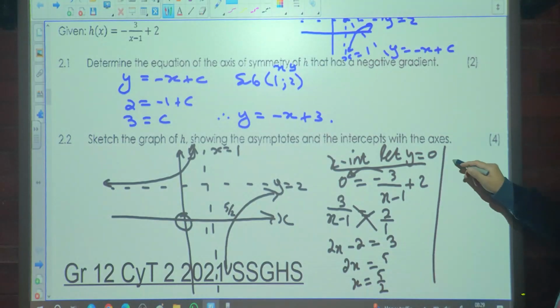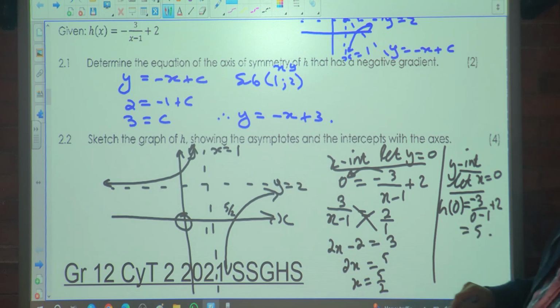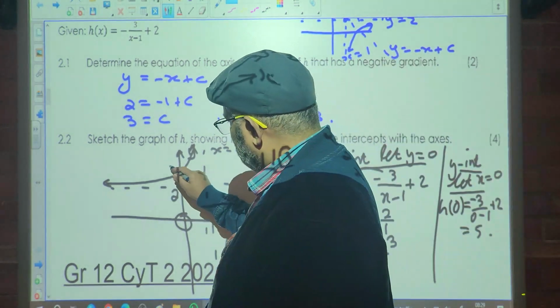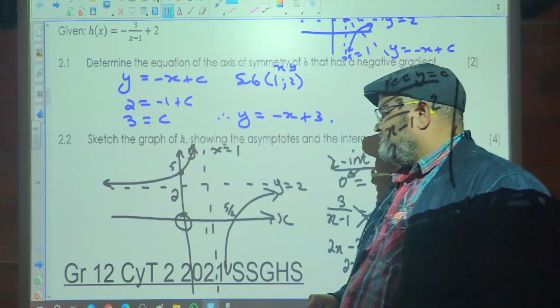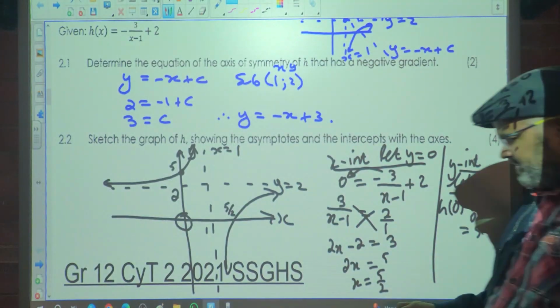The y-intercept. What do you do for the y-intercept? We let x equal to 0. Alright, so we get h of 0 is equal to minus 3 over 0 minus 1 plus 2. Give an answer of 5. That is 2, so yes, that could be 5. Okay, any confusion there? No?